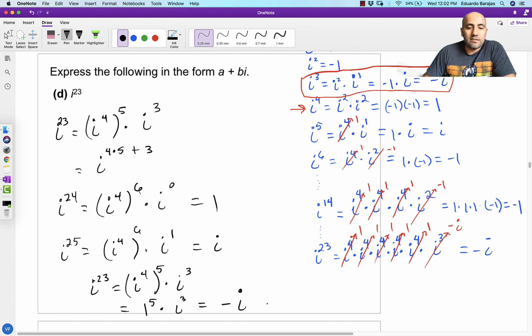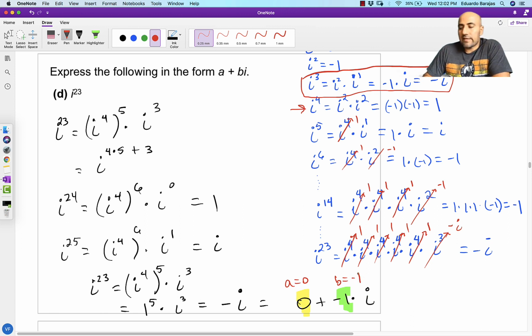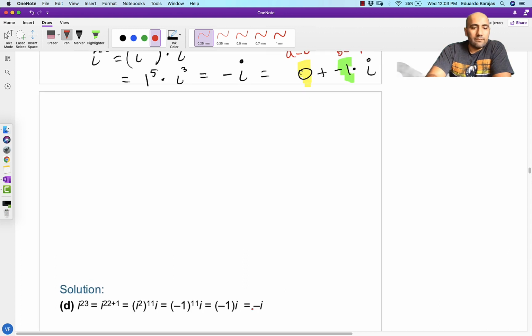And we can expand this by noting that this is a complex number where the real part is 0. So this is equal to 0 plus negative 1 times i. And now we've put it into exactly this form. The role of a is being played by a 0. The role of b is being played by a negative 1. The imaginary part is negative 1. Okay, so that's how the author wrote this.